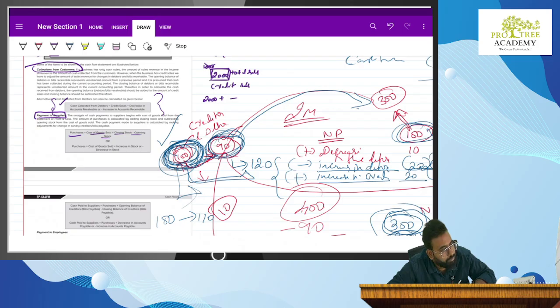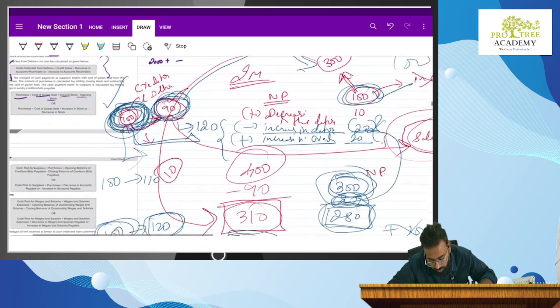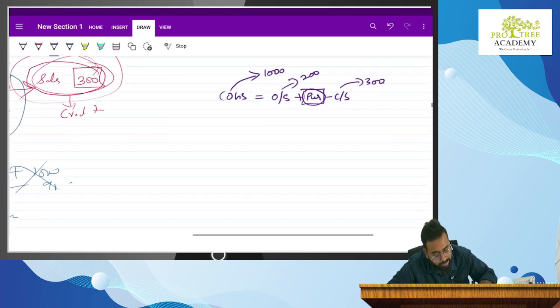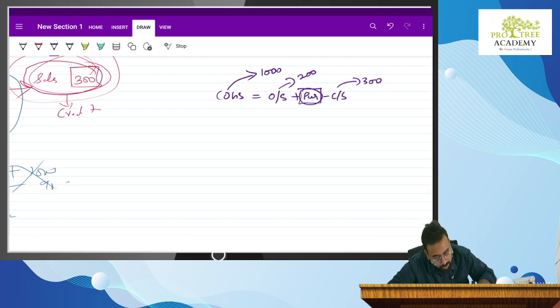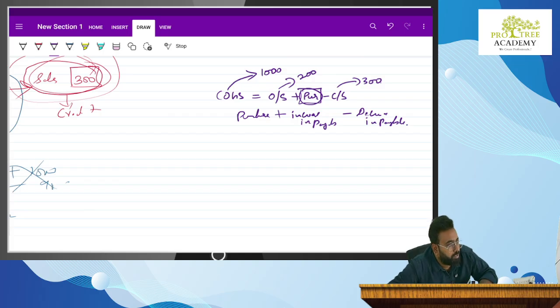Understanding everybody? Okay. Now, sir, how much is cash purchase? How much is credit purchase in this? We got total purchases. Correct or no? How much is cash? How much is credit? Again, same formula. So, what is the formula? Purchases plus increase in payable minus decrease in payable. Correct or no?